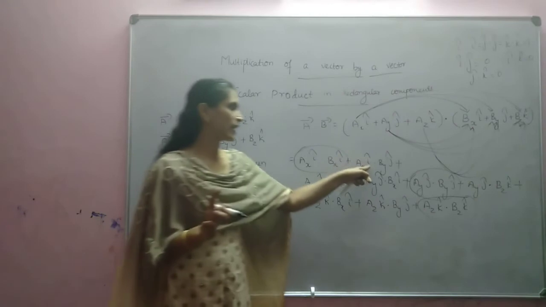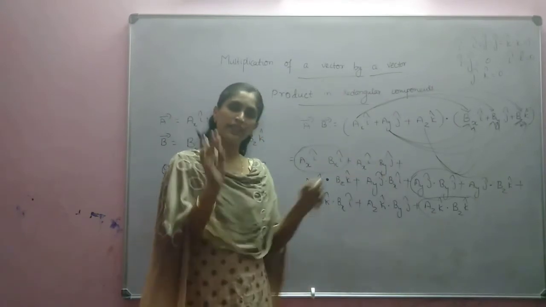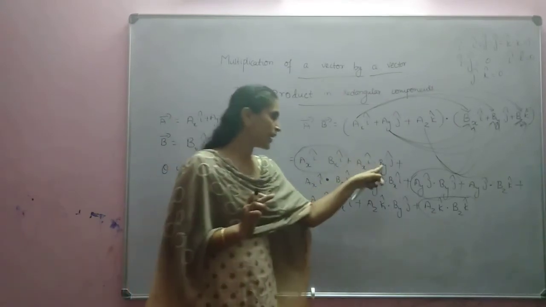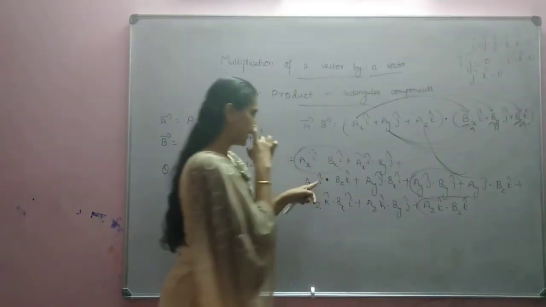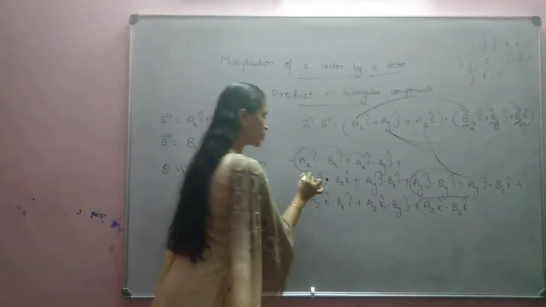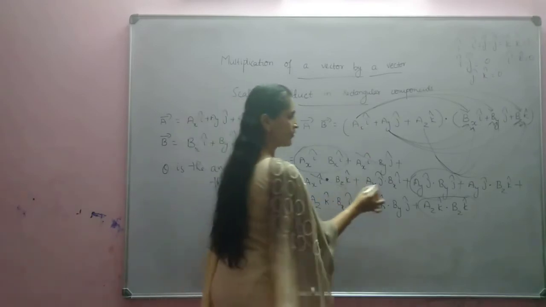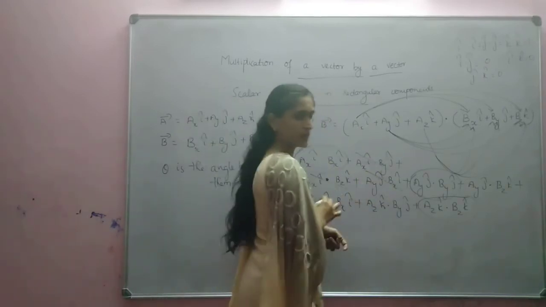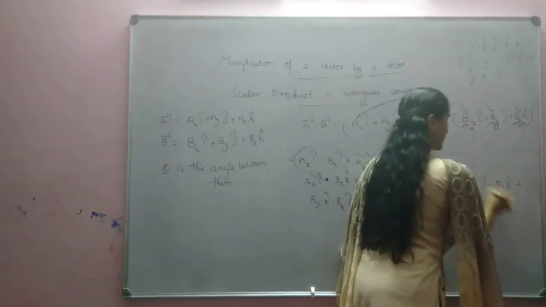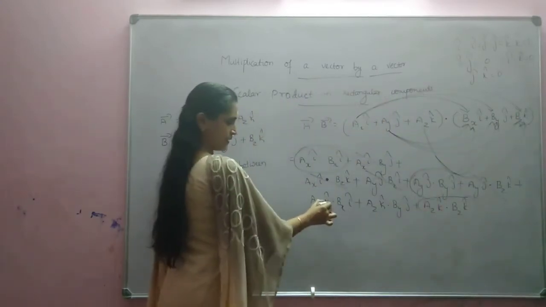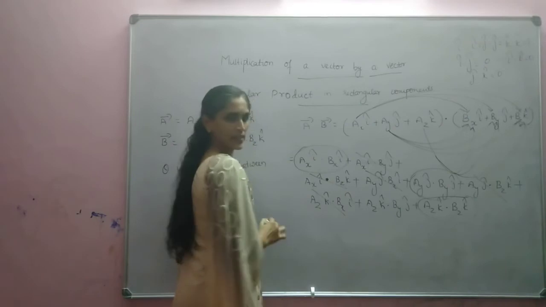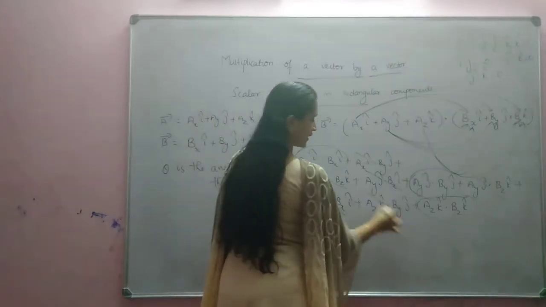Why? Here, Ax and By are only numerical values, so we can write i dot j, so this term will vanish. Here Ax, Bz, i dot k will be 0. Ay, Bx, j dot i will be 0. Again Ay, Bz, j dot k will be 0. Az, Bx, k dot i will be 0. Az, By, k dot j will be 0.